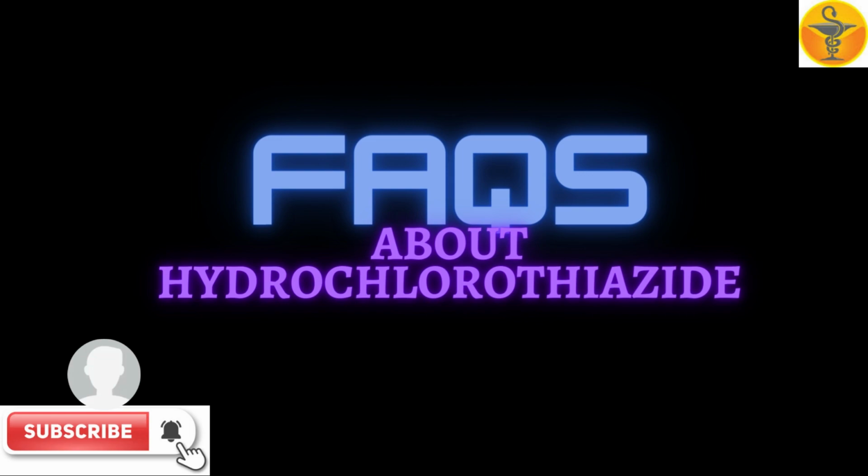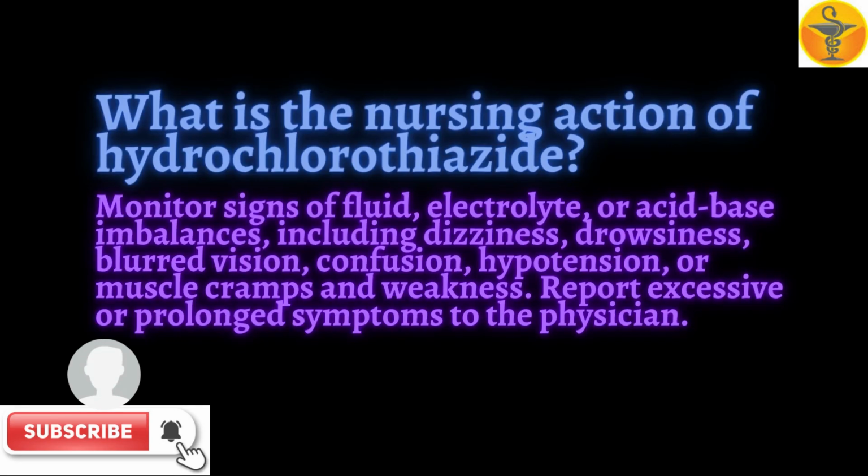FAQs: frequently asked questions about hydrochlorothiazide. What is the nursing action of hydrochlorothiazide? Monitor signs of fluid, electrolyte, or acid-base imbalances, including dizziness, drowsiness, blurred vision, confusion, hypotension, or muscle cramps and weakness. Report excessive or prolonged symptoms to the physician.